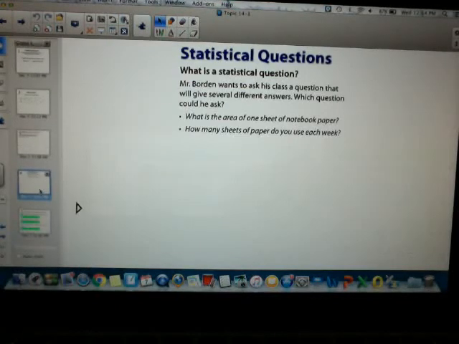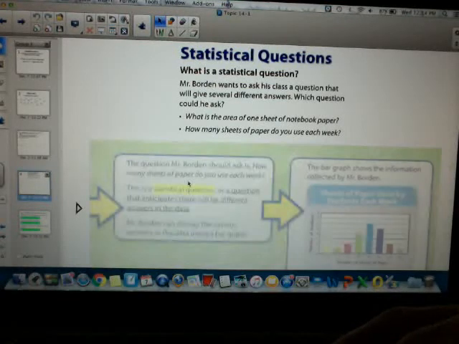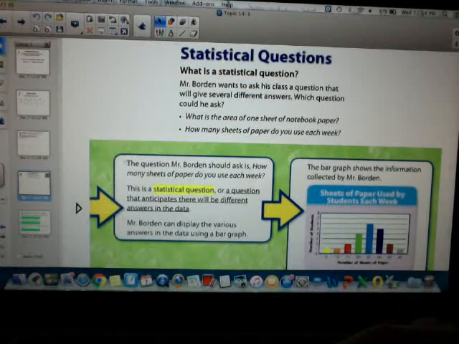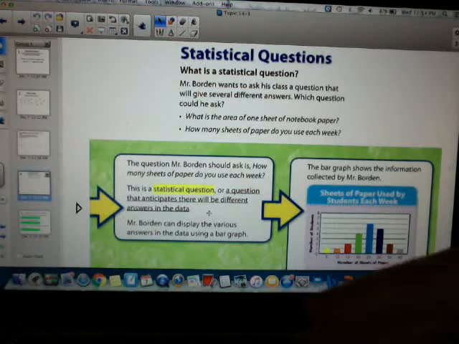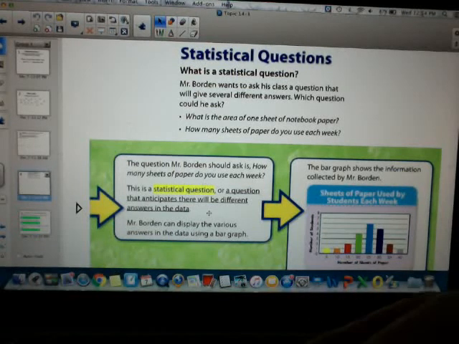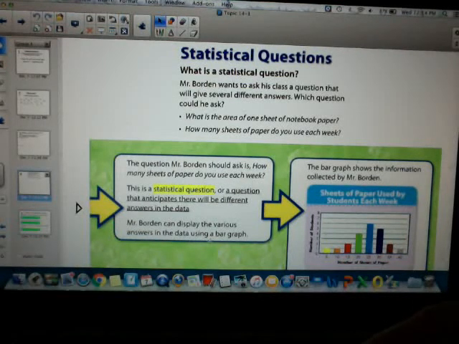So, if we look at our questions, we'll see that the book goes on and says the question Mr. Borden should ask is, how many sheets of paper do you use each week? So it's not the size or the area of the paper that's a statistical question. It is how many sheets of paper you use each week. This is a statistical question, or a question that anticipates there will be different answers. And we can kind of assume there would be, because some kids use more paper than others. Mr. Borden can display the various answers in the data using a bar graph.